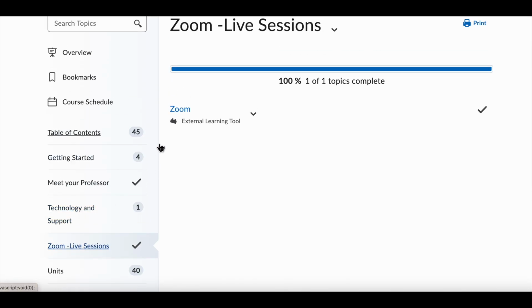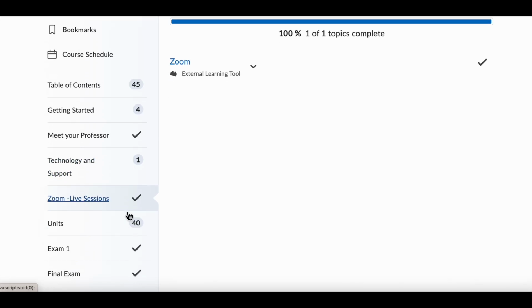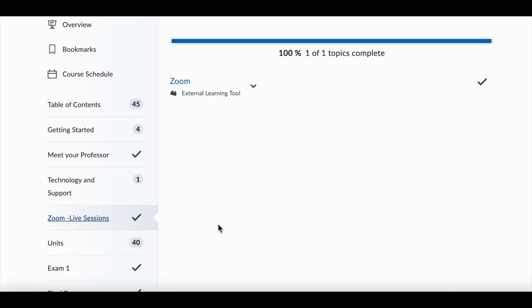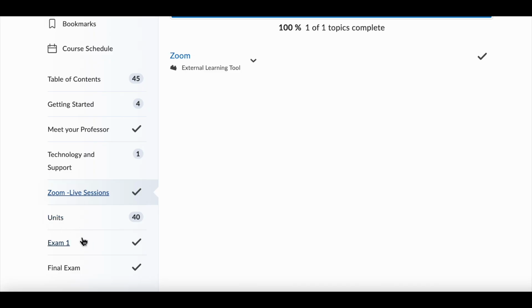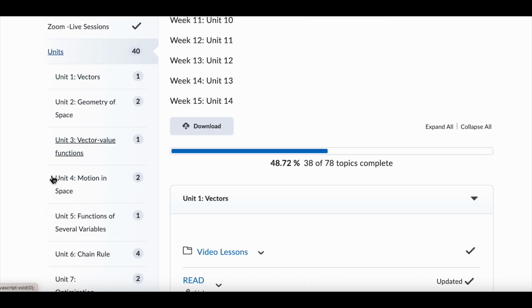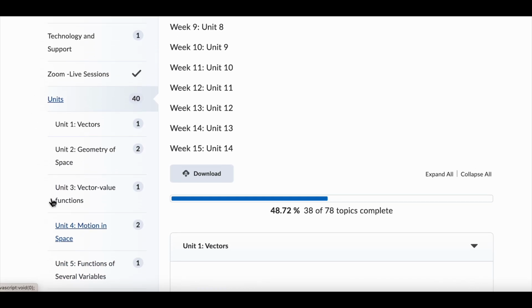Coming back to the table of contents, so we visited Meet Your Professor and Technology. When you click here, there will be the information about the introductory Zoom meeting that we will have at the beginning of the course. Be sure you look for the details in the syllabus about the time of this Zoom live session. And then after that we have these three very important items. This is the exam that will happen at midterm, and this is the final exam. And in here, Units, you will have all the contents of all the units of this class.